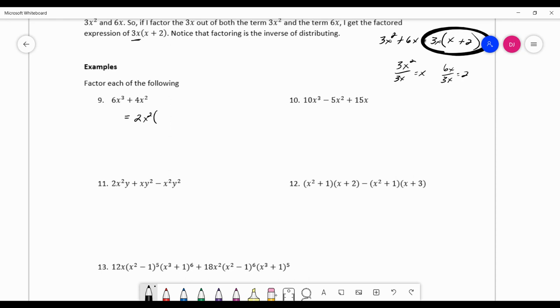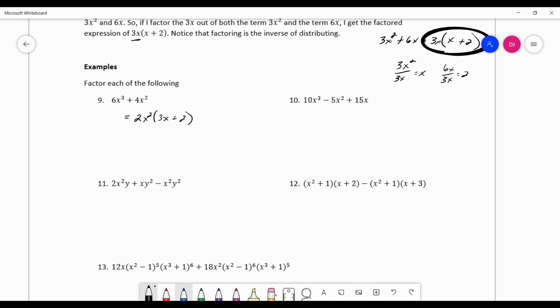So if I divide 6x cubed by 2x squared, what's left? 3x. And I can ask that either way. 6x cubed divided by 2x squared leaves me with 3x. Or, what would I need to multiply by 2x squared in order to get the 6x cubed? 3x. Okay. So, if I factor or divide 4x squared by 2x squared, I'd be left with 2. Okay, so I've factored this out.